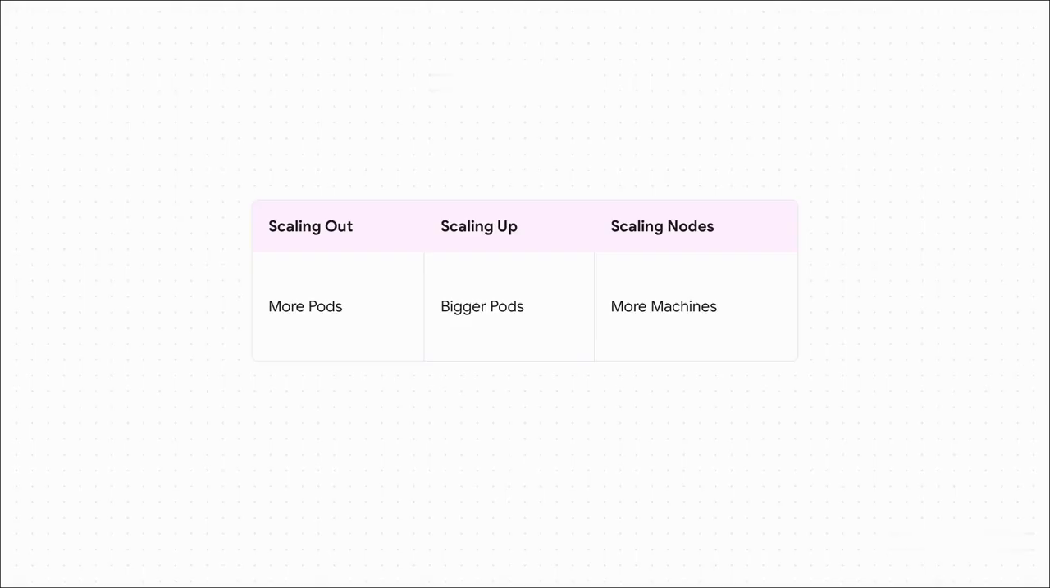First things first, let's get our vocabulary straight, because you've got three totally distinct ways to scale. You can scale out, that means adding more pods. You can scale up by making your individual pods bigger and more powerful, and you can scale the cluster itself by adding more nodes or machines for everything to run on. These are the three levers we're going to learn to pull in perfect harmony.